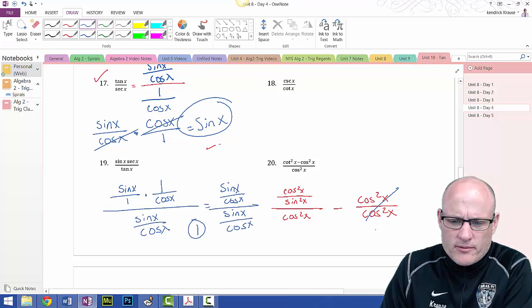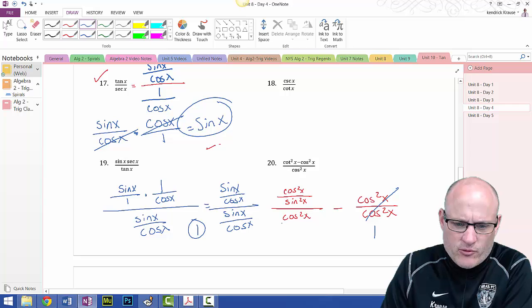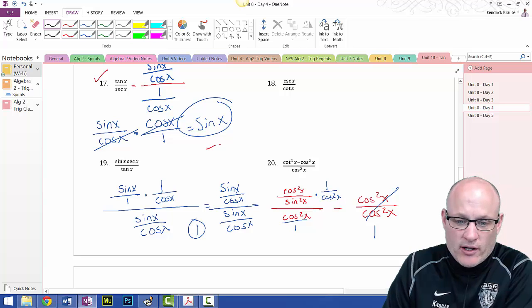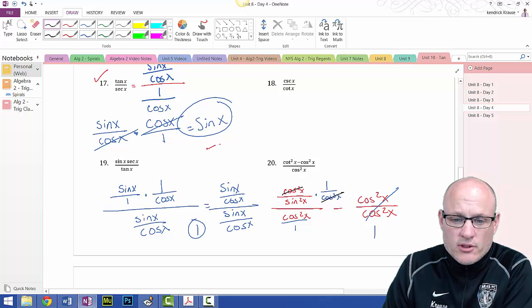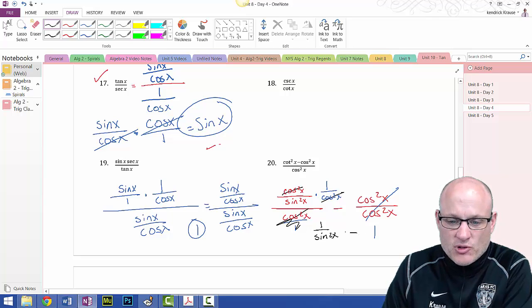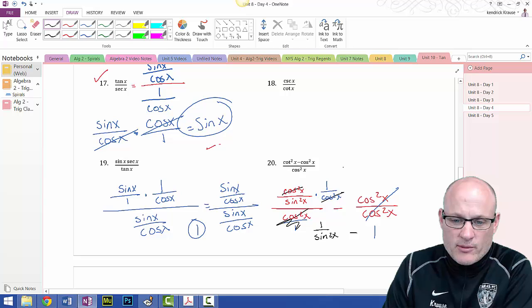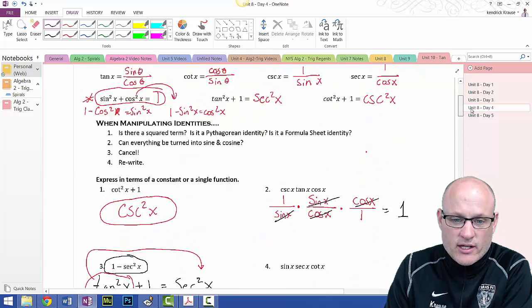These just give me 1. This is an interesting one. This is really over 1, so I'm going to flip and multiply. So 1 over cosine squared x. Now my cosine squared x's cancel, and I'm left with 1 over sine squared x minus 1. But wait a second, I'm not supposed to leave it like that. So this is really cosecant squared x minus 1. Do I have something for that? Cosecant squared x minus 1?